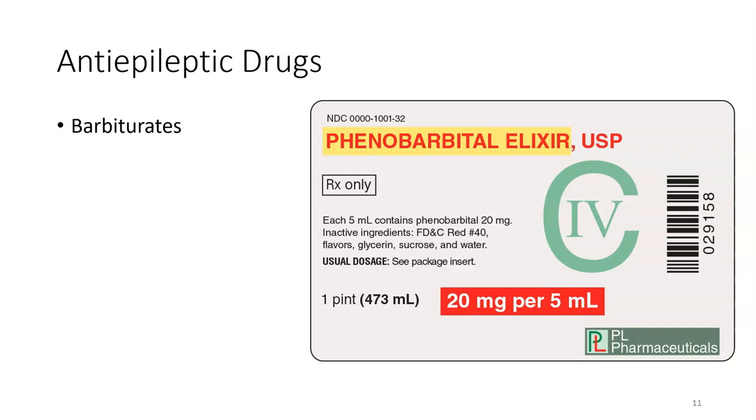Barbiturate drugs often have barbital or at least barb somewhere in the name. So here we have that barbital. All the drugs in this class are controlled substances, but there are different schedules depending on what the drug is. So for example, phenobarbital is a C4, which is very commonly used for seizures, but pentobarbital is a C2.